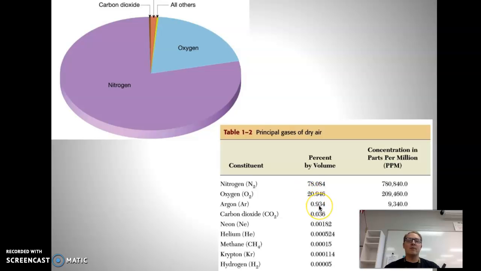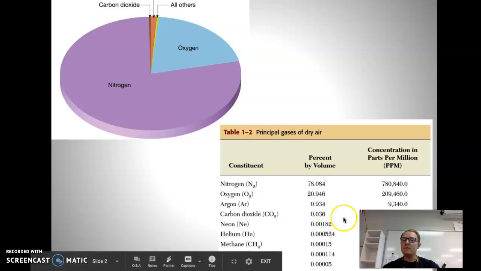Look at argon, which is number 3 at just under 1%, and then almost everything else is considered to be a trace gas, meaning there's just a little bit of it there. Take a look at this chart here in the lower right.